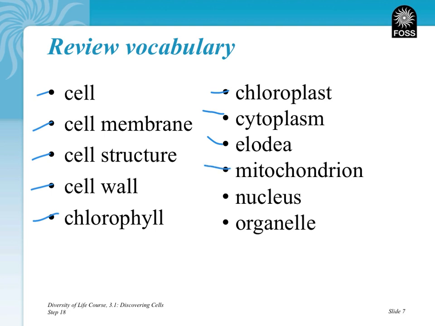Elodea is that aquatic plant we were using to look at its cells. Mitochondria was one of these organelles that we had talked about. It's the power source of the cell. It gets its power and energy through the mitochondria. And the biggest, most important thing is the nucleus. That's the brain of the entire cell. It organizes information. It tells the cell what to do, how to work, what to let in, what to let out. It tells all these different organelles what and how to work. So those are the vocabulary words for this particular lesson.